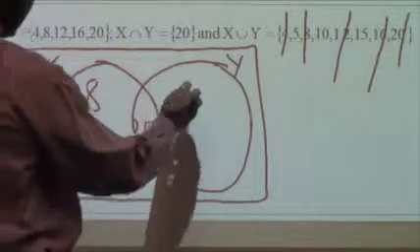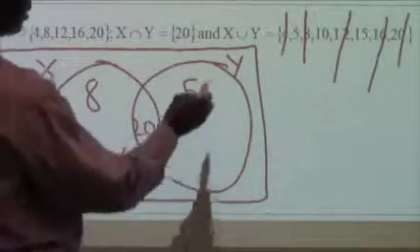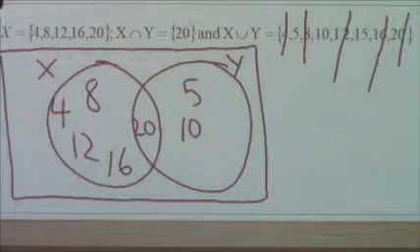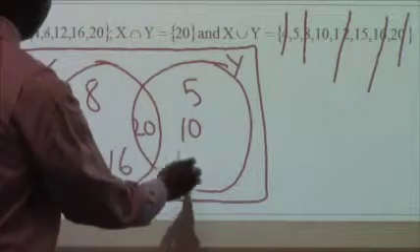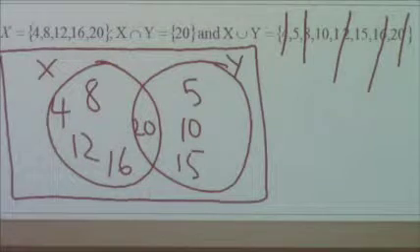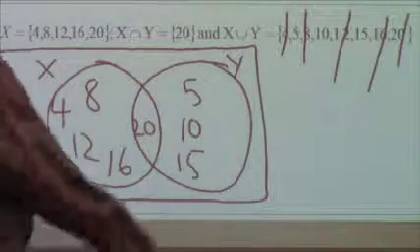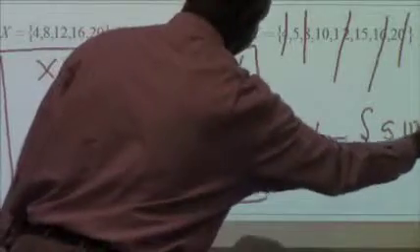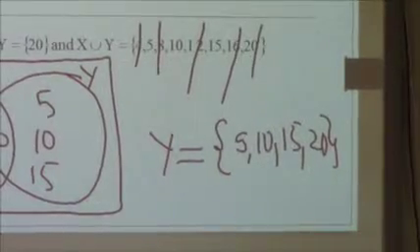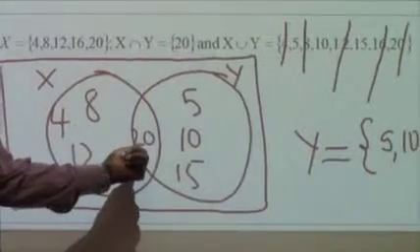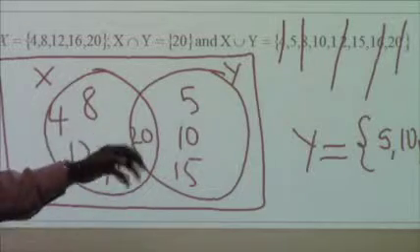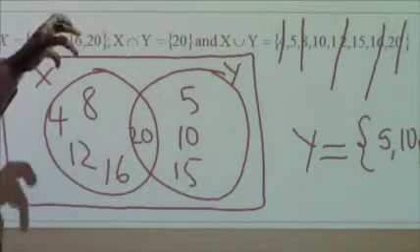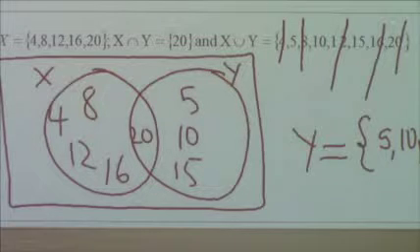5, 10, and 15. But remember, 20 is also in Y. So what is going to be our set Y? Y is going to contain the elements 5, 10, 15, and 20. Multiples of 5. Now, one temptation is to ignore 20. 20 actually belongs to both sets X and Y. So if you are finding the elements that are in Y, you have to list 20 also.